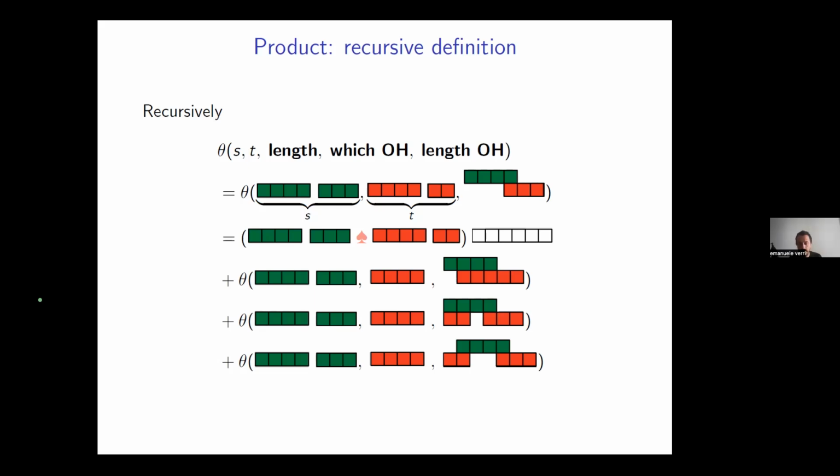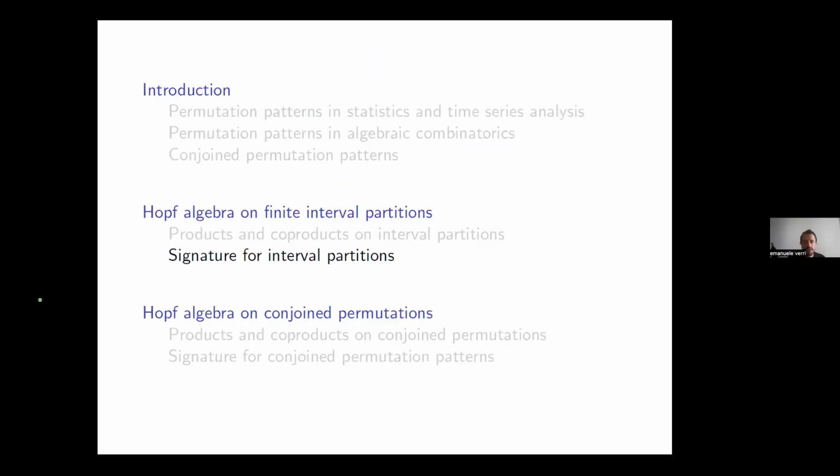Okay, so we are really recursively computing this product. And now the question is, what is, so here I call signature. So what is the analog for partitions? When we think about permutation patterns, it turns out that we can also find some sort of interval partition patterns, which turn out to be a trivial form of counting, but which was somehow necessary to introduce this Hopf algebra on conjoined permutations.